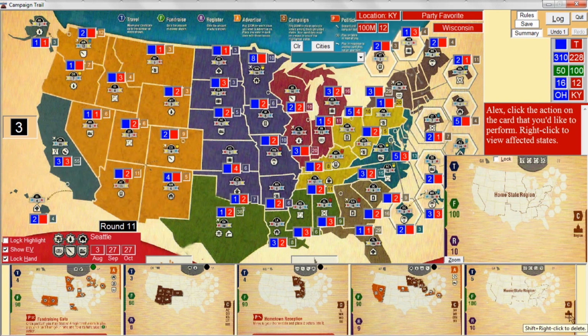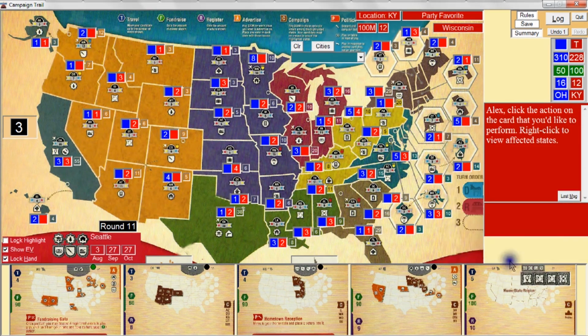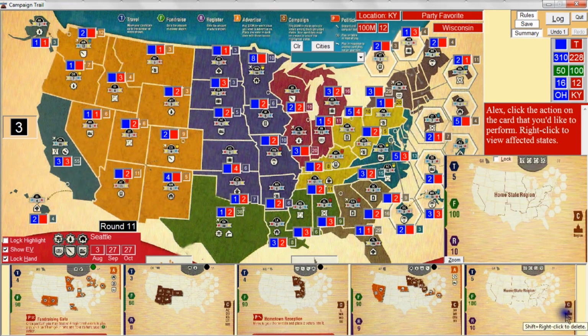I should talk about this kind of card. This is a different kind of campaign card where you campaign in your home region. It works basically the same way. It just, instead of listing states, it would be campaigning in your home region. So in the case of Alex, she'd be campaigning in the Great Lakes region since she's from the great state of Wisconsin. So maybe she'll use this at some point.